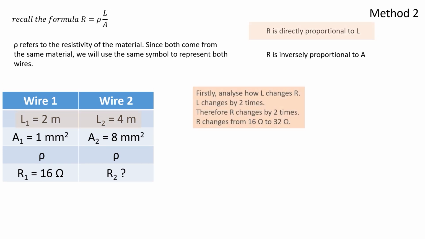First, let us analyze the change in length. The length increases from 2 meters to 4 meters, which means it doubles. Since resistance is directly proportional to length, resistance also doubles, increasing from 16 ohms to 32 ohms.